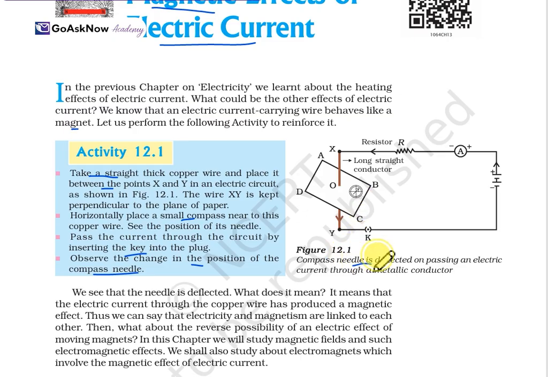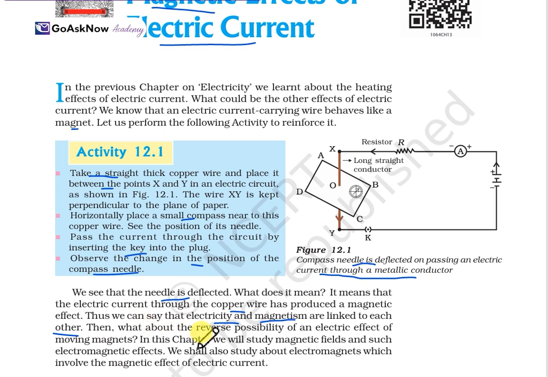So the compass needle is deflected on passing electric current through the metallic conductor. Now we see that the needle is deflected, right? What does it mean? It means the electric current through the copper wire has produced a magnetic effect. Thus we can say that electricity and magnetism are linked to each other.